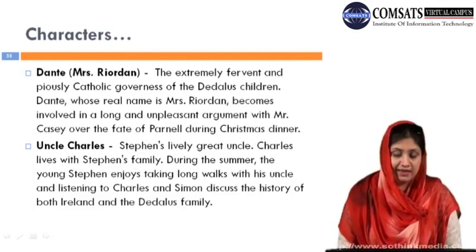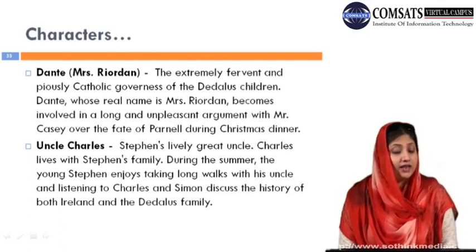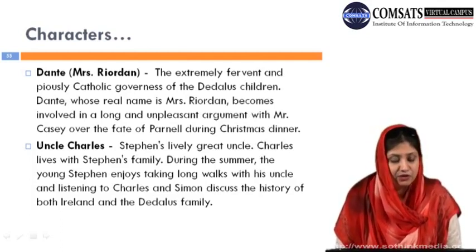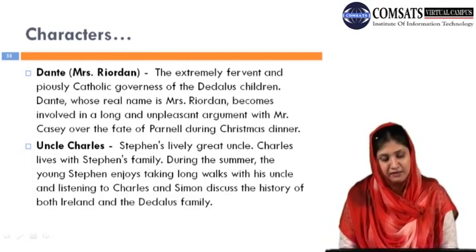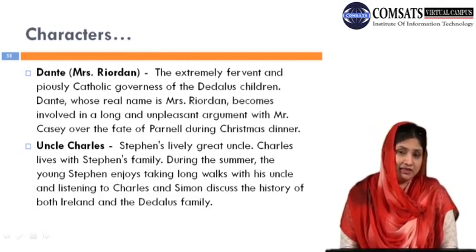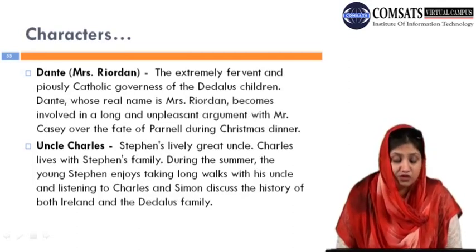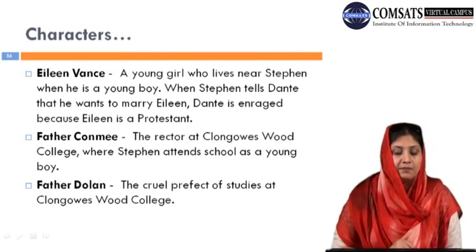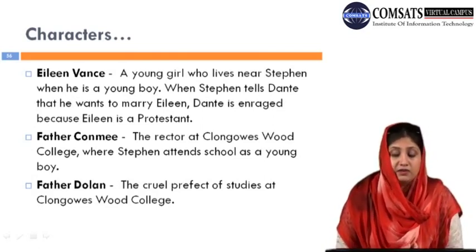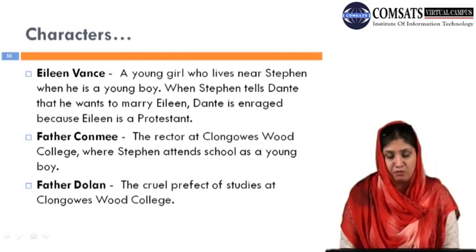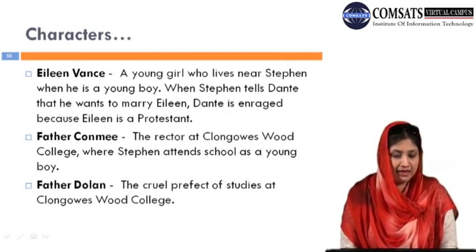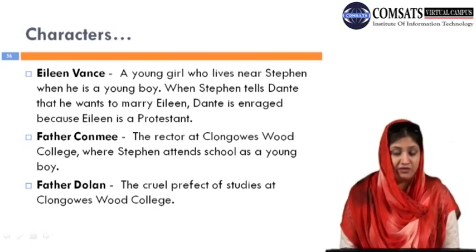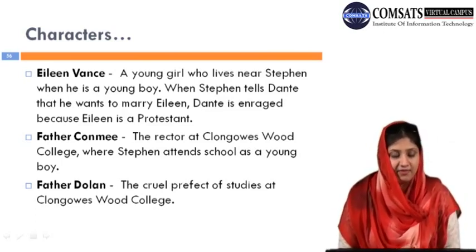Uncle Charles, Stephen's lively great-uncle. Charles lives with Stephen's family during the summer. The young Stephen enjoys taking long walks with his uncle and listening to Charles and Simon discuss the history of both Ireland and the Daedalus family. Aileen Vance, a young girl who lives near Stephen when he is a very young boy. When Stephen tells Dante that he wants to marry Aileen, Dante is enraged because Aileen is a Protestant.